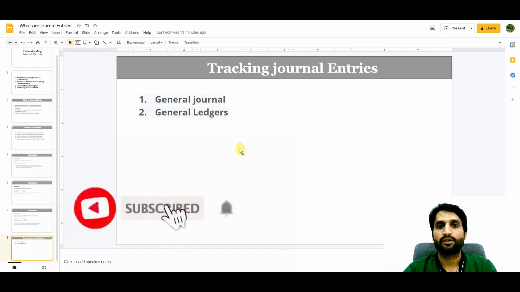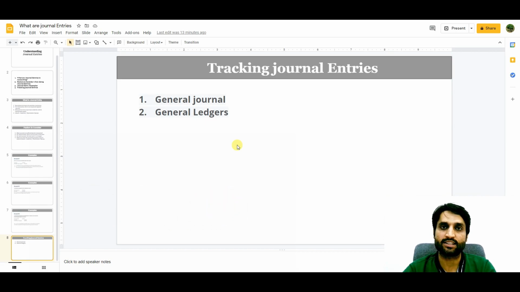Now let's see how we can track our journal entries. When we are passing any journal entries, remember that all journal entries go first to our general journal. The general journal has the complete entries of any business or accounting software. So you can track your journal entries from the general journal. Second, from the general journal, the accounting entries are posted to the general ledger. The main account where the journal entries are posted is the general ledger. You can find or track the journal entries from the general ledger. This is the end destination of the journal entries.